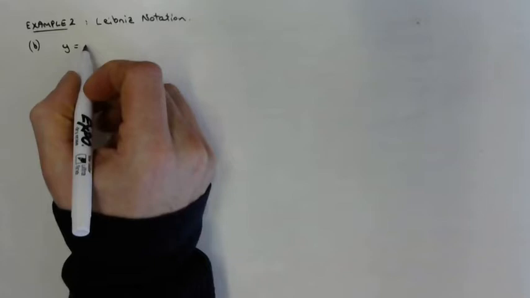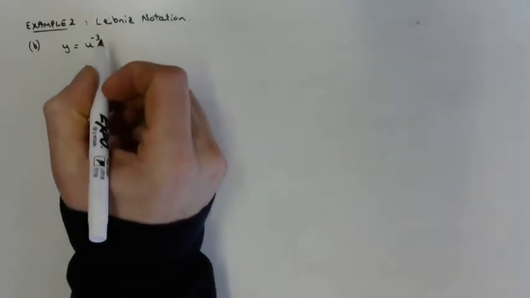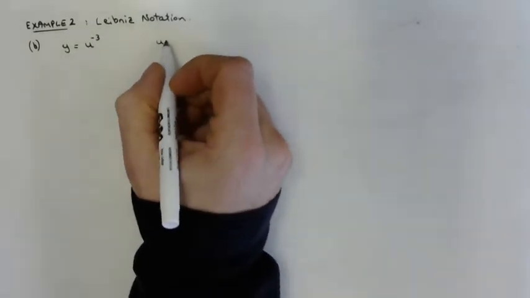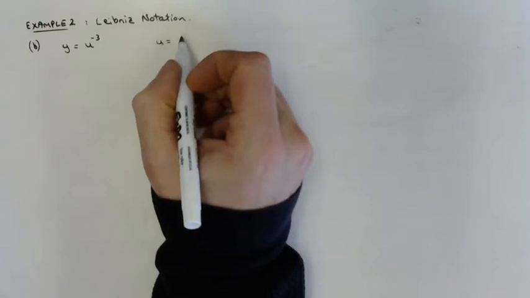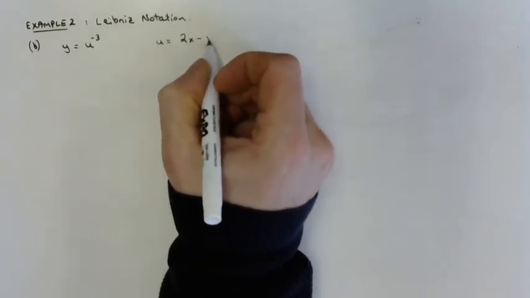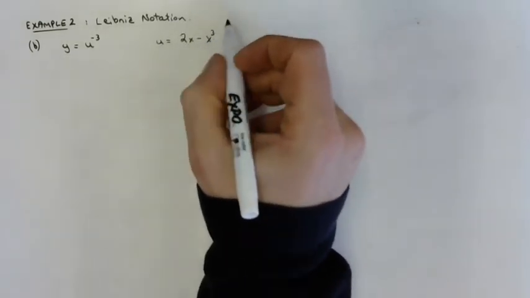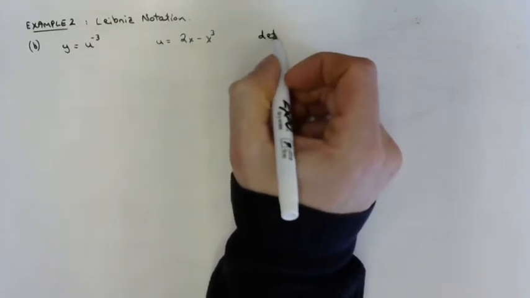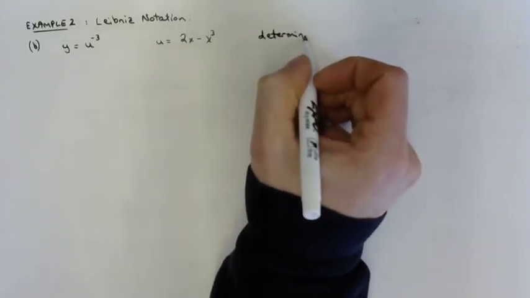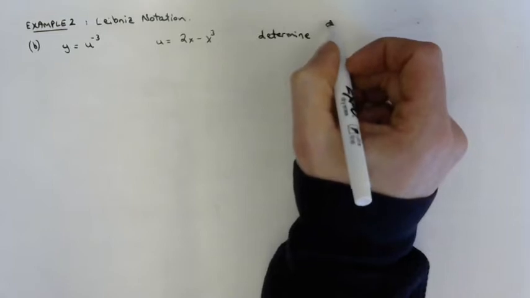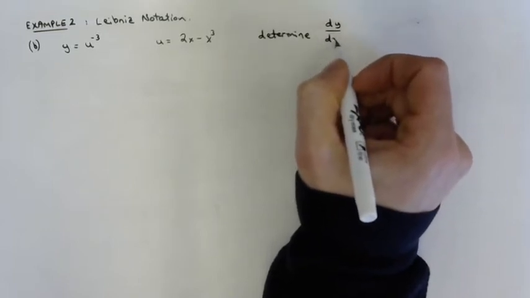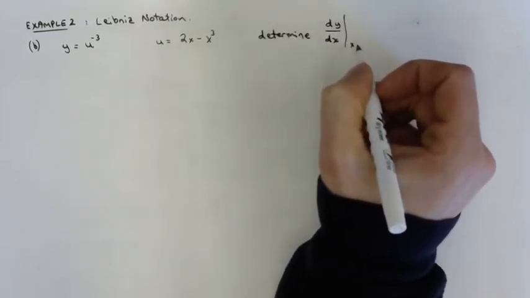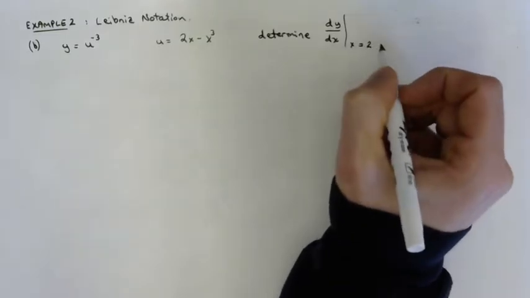Yes? 2b, we have y equals u to the power of negative 3, and u equals 2x minus x cubed, and we're asked to determine dy by dx at x equals 2.